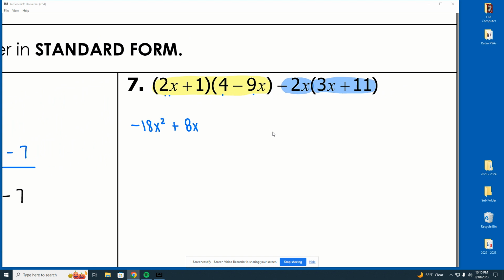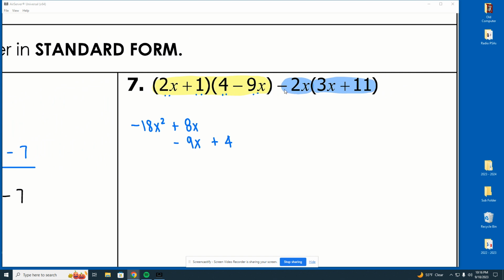Now we move to the 1. What is 1 times 4? Well, that's positive 4. And what's 1 times negative 9x? Well, that's negative 9x. So I'm stacking these, see, now right on top of their like terms. Now come right here. We've taken care of all of this. Look, that's all done. I've multiplied everything from one by everything from the other. So now we're ready to work on this portion.